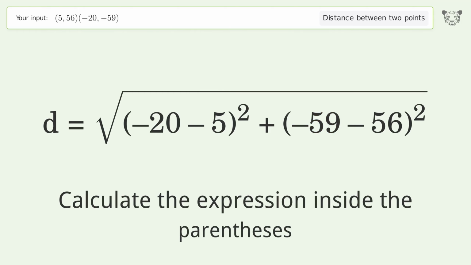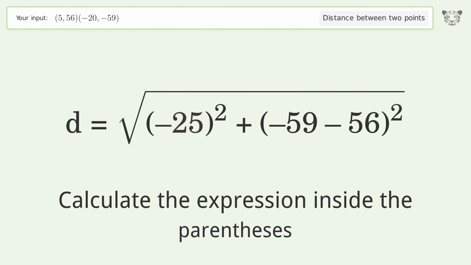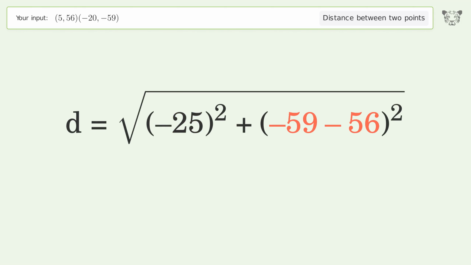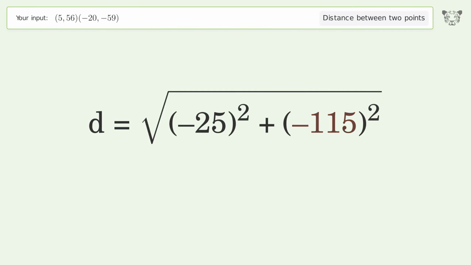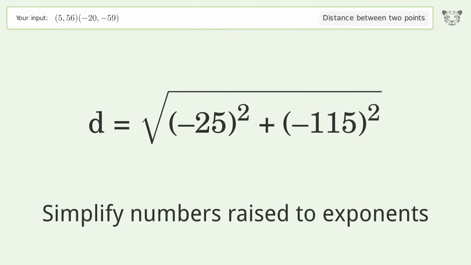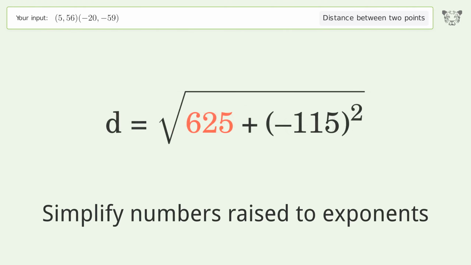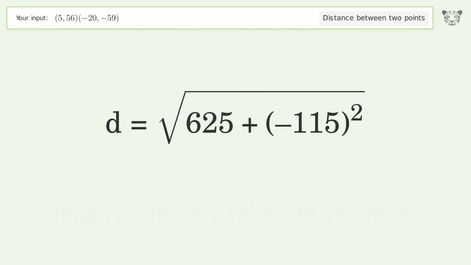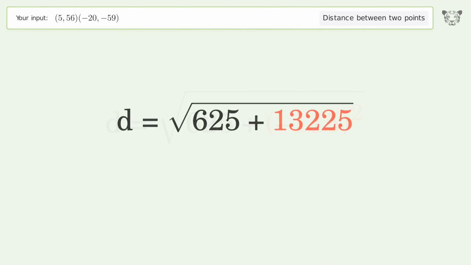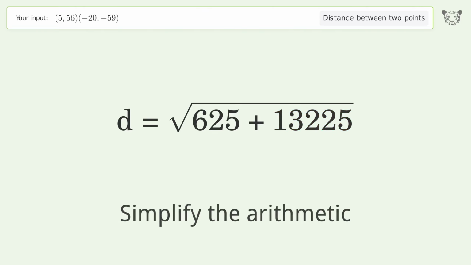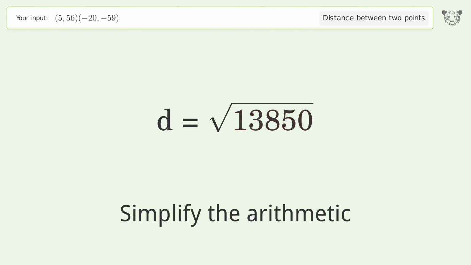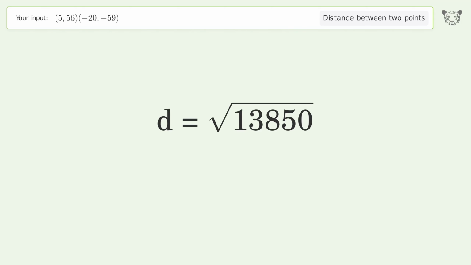Calculate the expression inside the parentheses. Simplify numbers raised to exponents. Simplify the arithmetic. And so the distance between the 2 points is the square root of 13,850 or 117.686.